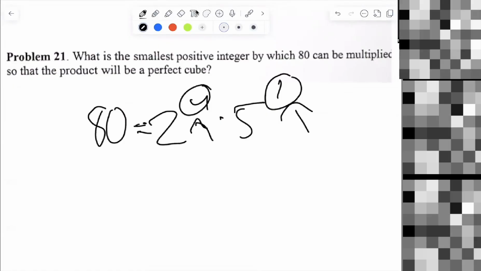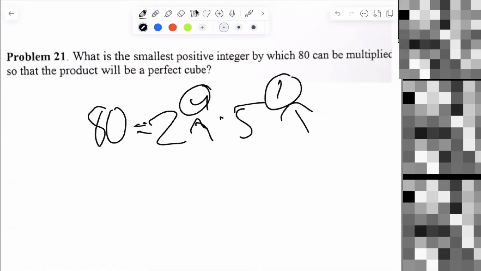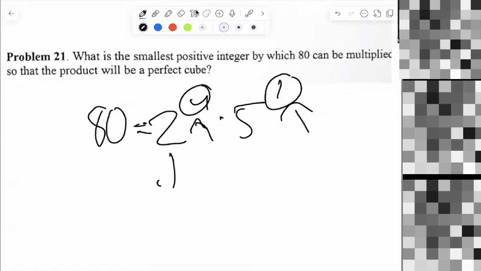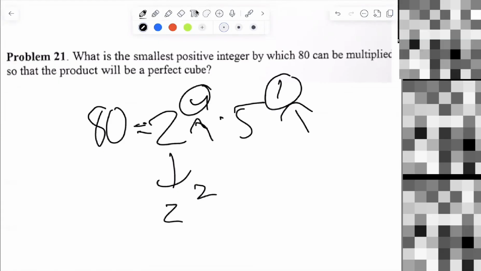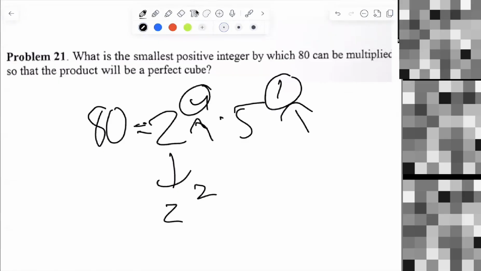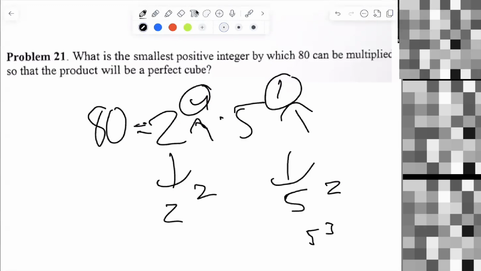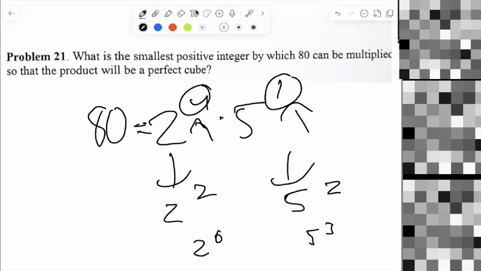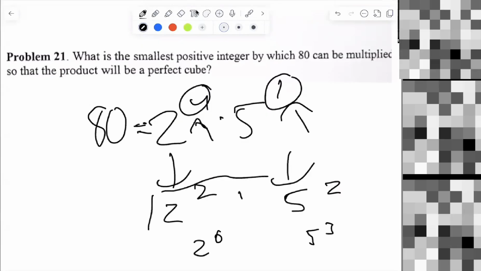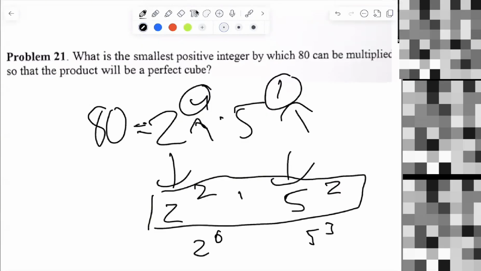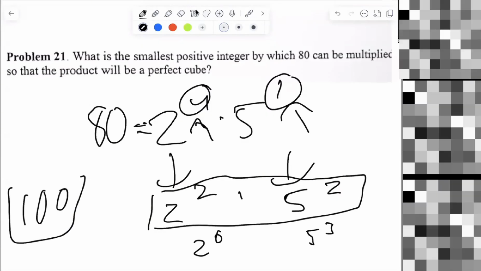So how do we get 4 to become a multiple of 3 and 1 to be a multiple of 3? If we multiply the 2 to the 4th by 2 squared and 5 to the 1 by 5 squared, we can make this into 2 to the 6th and 5 cubed. This is the perfect cube. So all we have to multiply is 2 squared times 5 squared, which is just 100. So the answer to this question is 100.